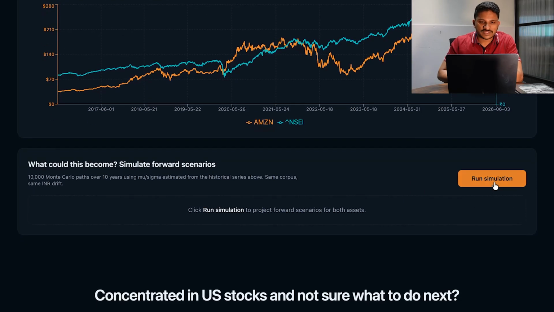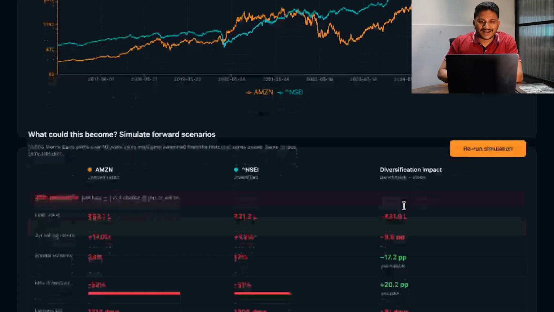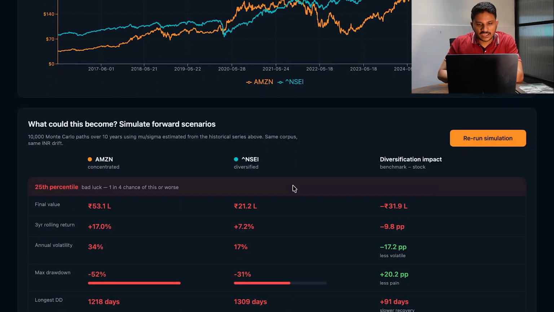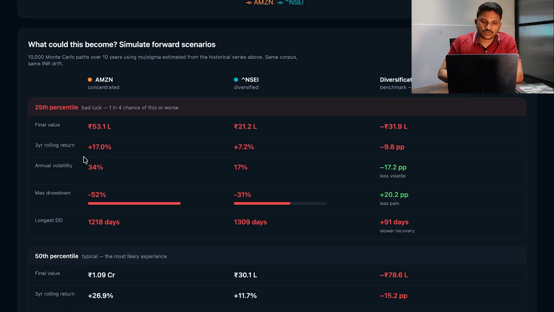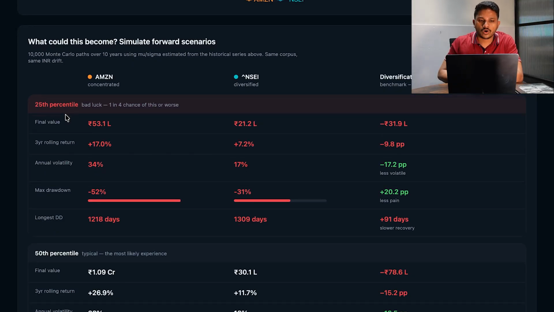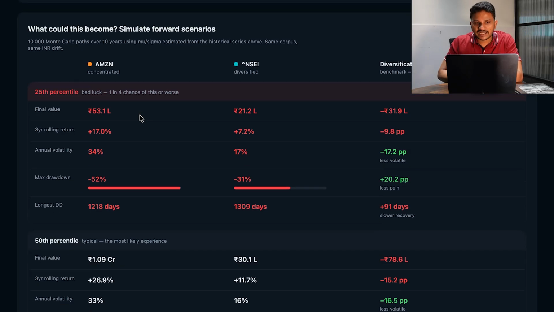So when you click on run simulation here, for the same stock and Nifty 50, you can see how the simulations have panned out on a 25th percentile basis. That means you can consider a 1 in 4 chance scenario or a bad luck scenario. Even in that case, you've seen that Amazon has done well compared to an index like Nifty 50.